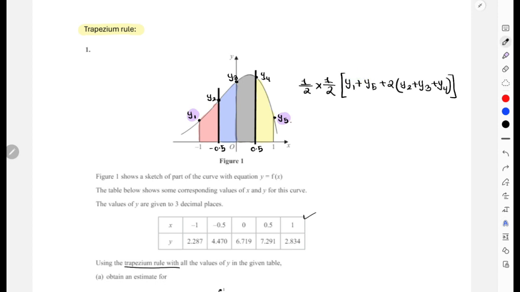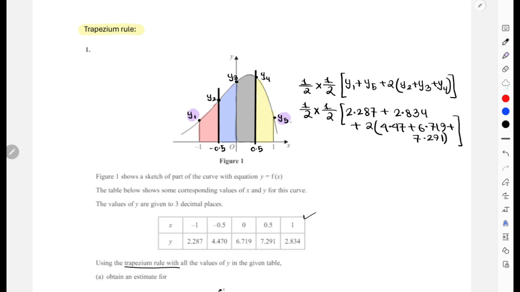So after this, I will just use the formula. I will just input the values over here. Half multiplied with half. Y1 was 2.287 plus 2.834. This will be multiplied with 4.47 plus 6.719 plus 7.291. Okay, and using this you can calculate the area. If you do this calculation for this process, that will give you the total calculation.